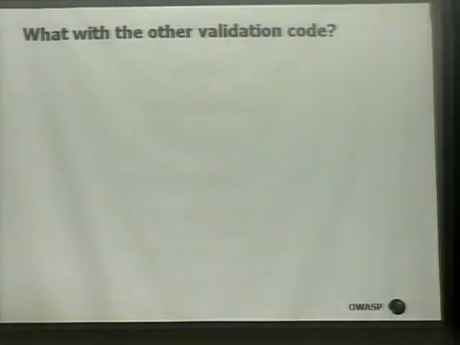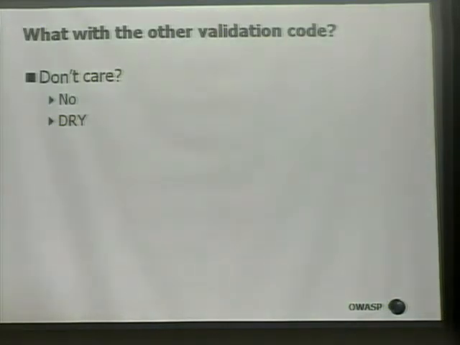So now I want to come to the question of what should be done with the other validation rules. The other validation code that is still sitting in the business tier and in the web tier and in the browser. Should we just leave it there? Well, you pointed out that if we do, then we would create even more duplication. So that's not an option. We shouldn't just leave it there.